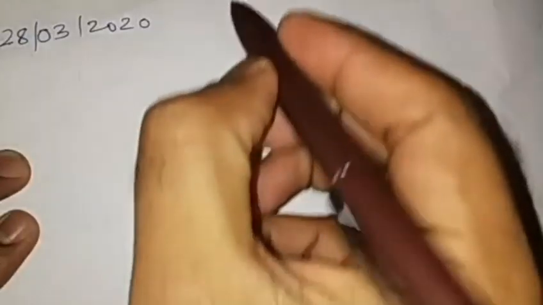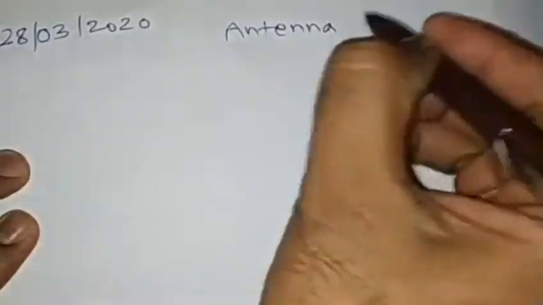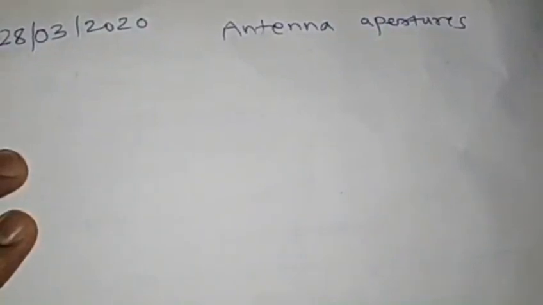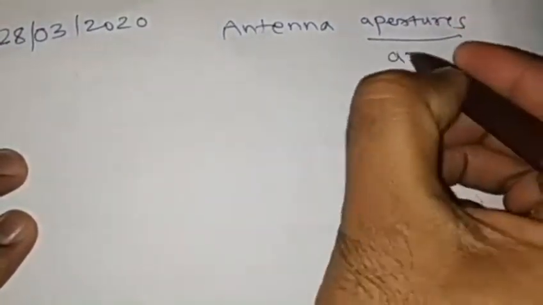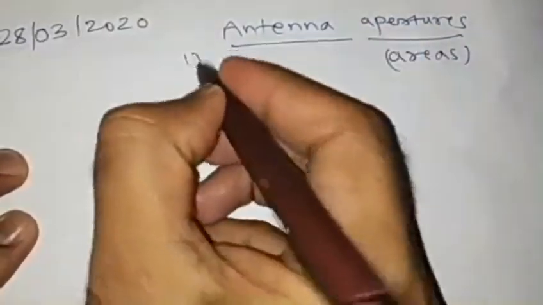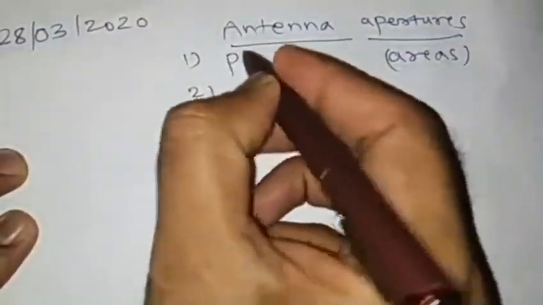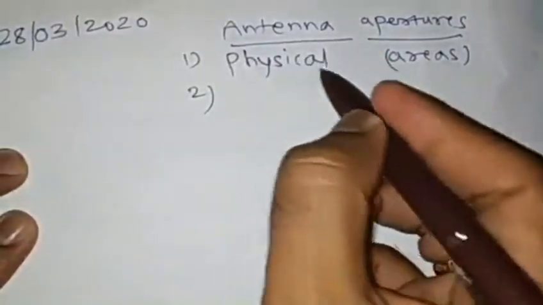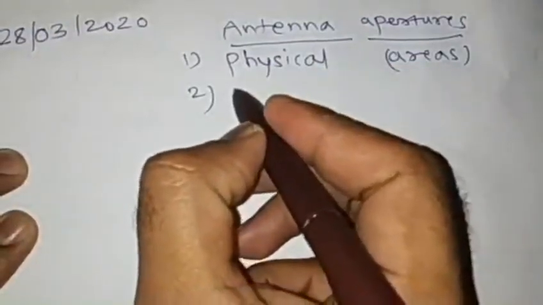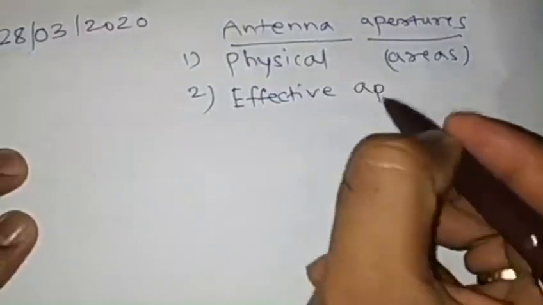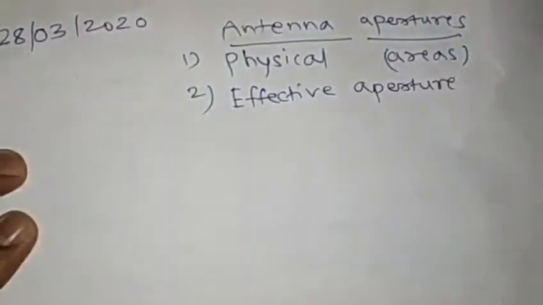Good morning. The next concept is antenna apertures. Apertures are nothing but areas. So we are talking about antenna areas. There are two types of areas. One, physical area of an antenna, which is the overall structure of an antenna, and the other one is effective aperture of an antenna.